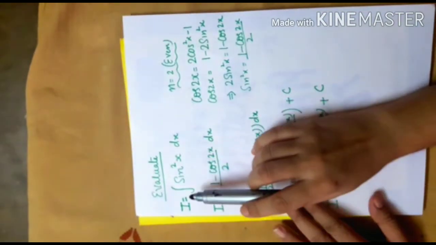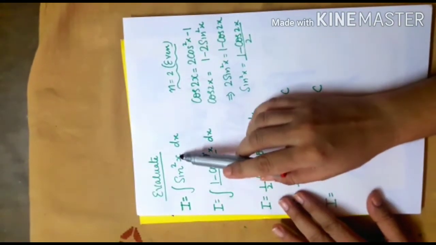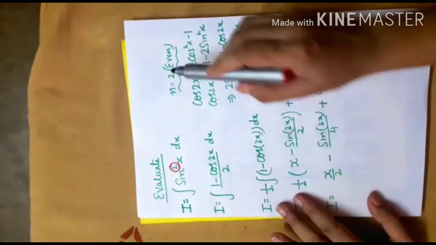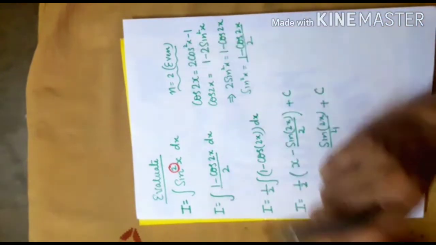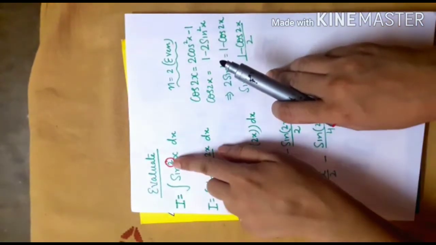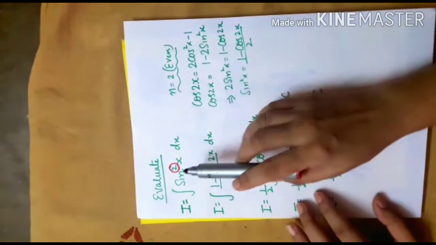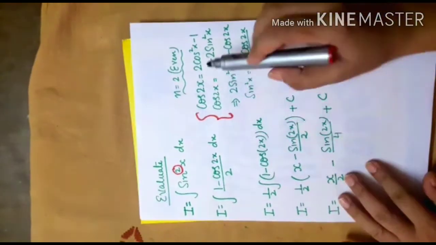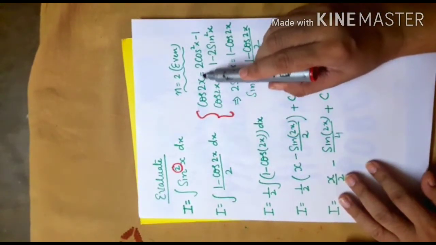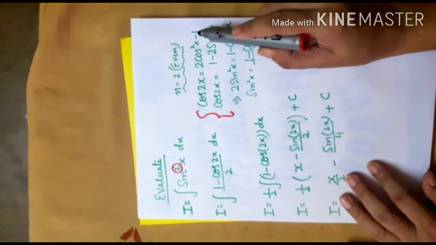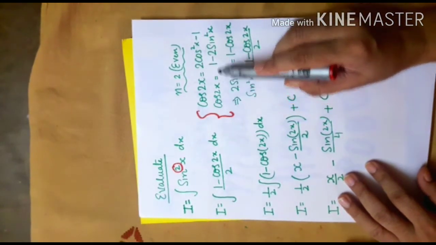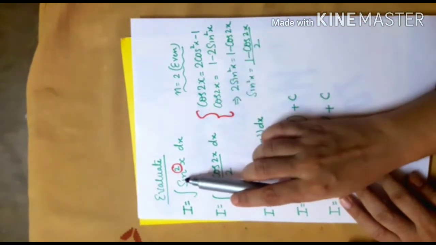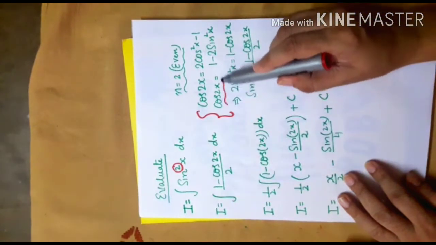Let's take another example. Evaluate I equals integral of sin square x dx. Now here the role of n is being played by 2, which is even. So when the power is even, what do we do? Then we will make use of the half angle formula. Yes, in class 11th we learned that cos 2x is equal to 2 cos square x minus 1 and also cos 2x is equal to 1 minus 2 sin square x. So from here, as I need the expression for sin square x, I'll be using this.